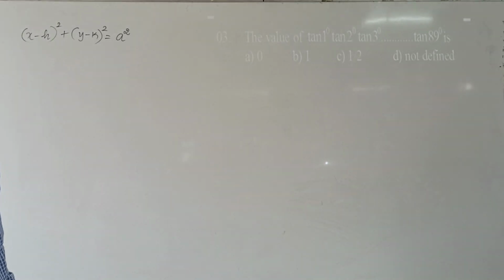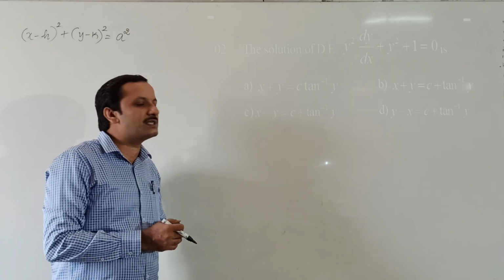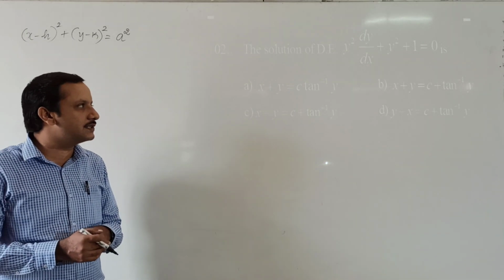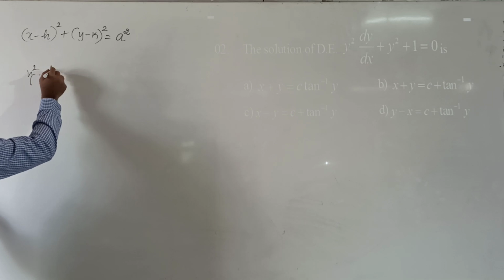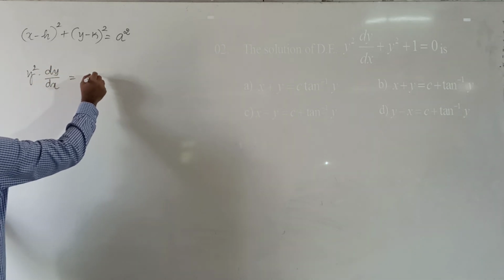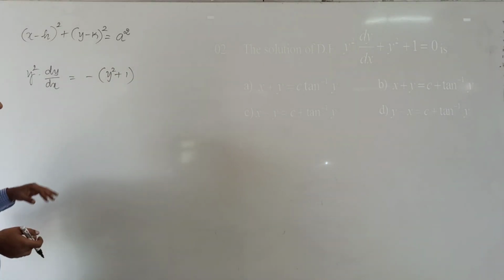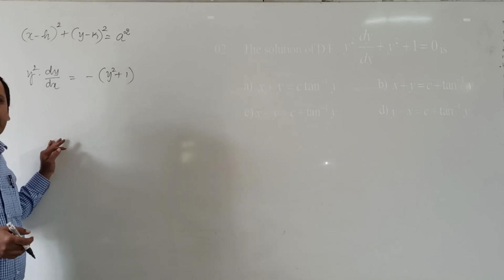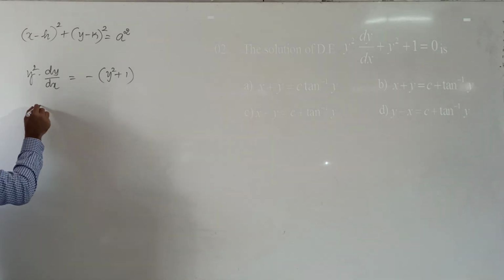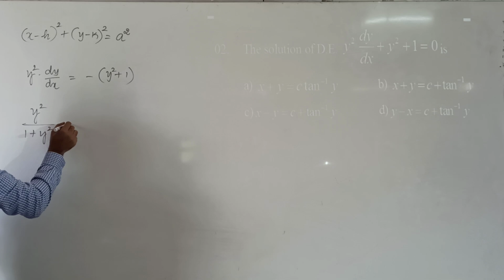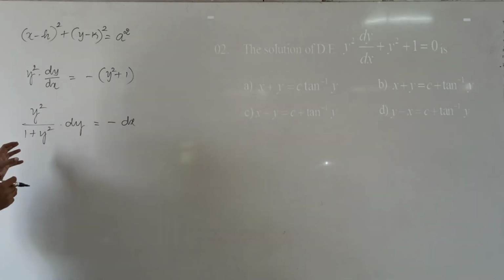Question number 2. The solution of the differential equation y square dy by dx plus y square plus 1 equal to 0 is. Take that y square plus 1 to RHS, so that you have y square into dy by dx is equal to minus of (y square plus 1), or 1 plus y square. Now, I will separate the variables. I will group the terms containing y along with the dy and the terms containing x along with dx. Bring this y square plus 1 to LHS. So, y square by (1 plus y square) into dy equal to, take this dx to RHS, minus dx. So, now we have separated the variables.